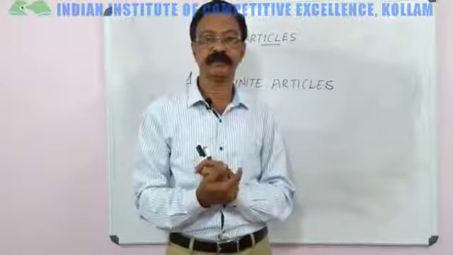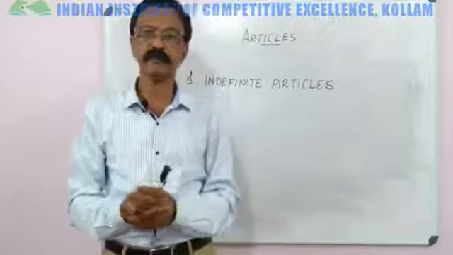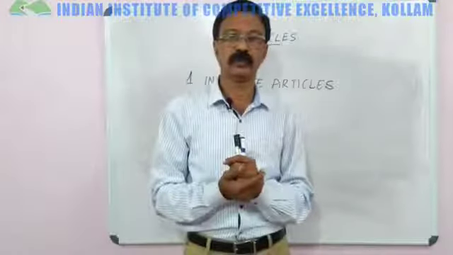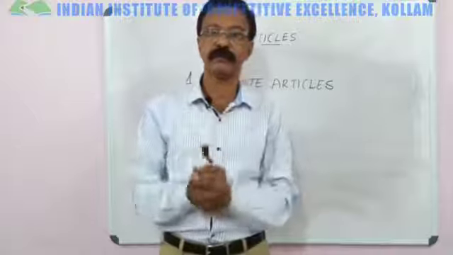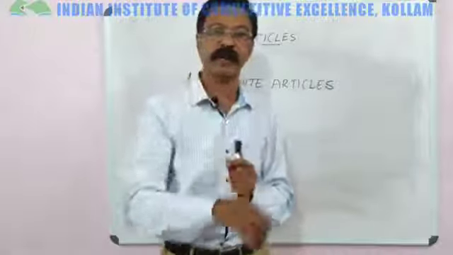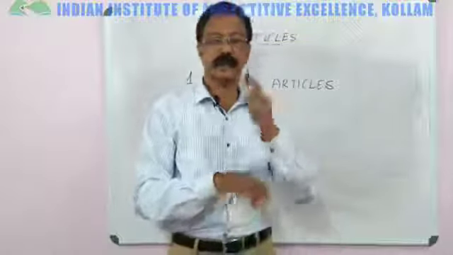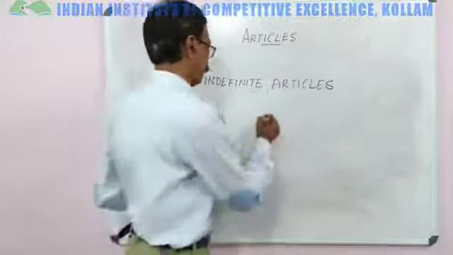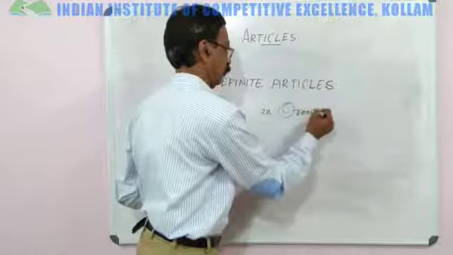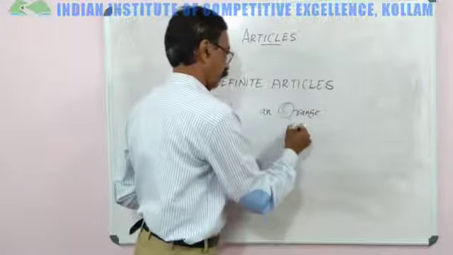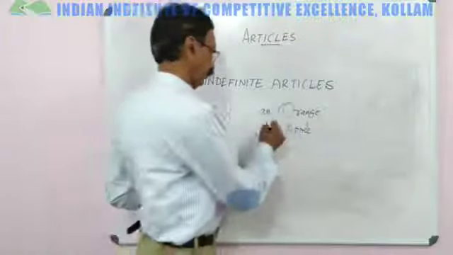Orange, a orange or an orange. O is a vowel sound. So before the noun starting with the vowel sound O, an is used. An orange. An apple. Another one.